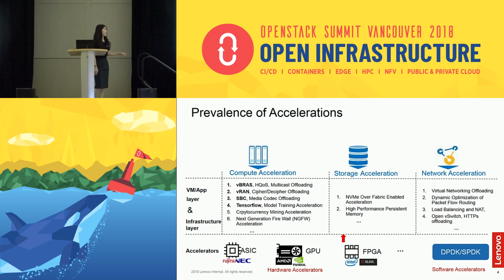For example, HQoS and multicast offloading may be needed in a virtual broadband access server in Telco fixed-line networks. And model training acceleration may be needed in TensorFlow applications. And there is next generation firewall acceleration to handle millions of workflows dynamically, greater than 100 Gbps.